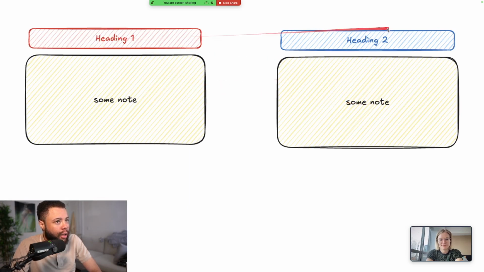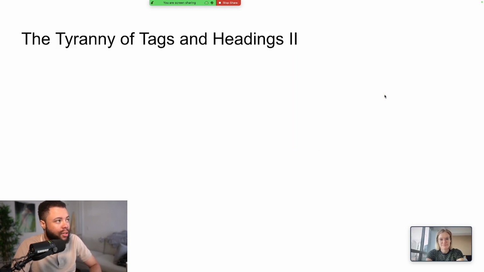So if I have two headings and I want this in both places, I need to copy this and then move it over here too. So there are trade-offs to why you want to do both of these things. Headings tend to be better if you want to group things together, but you know that they all are structurally forming a bigger argument. And tags are better if you want to have something appear in multiple different places.